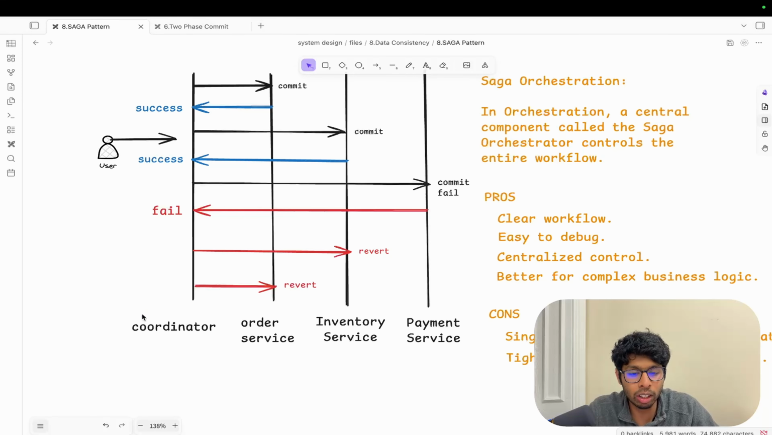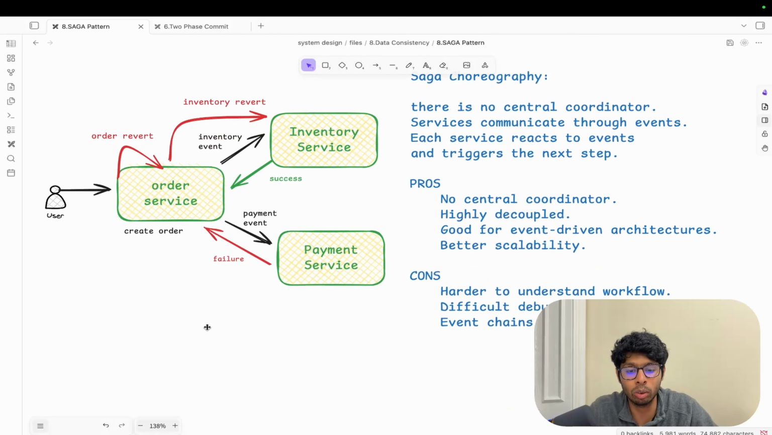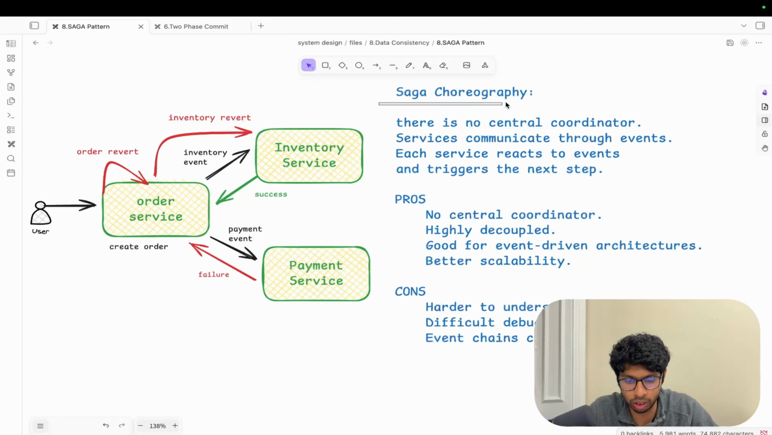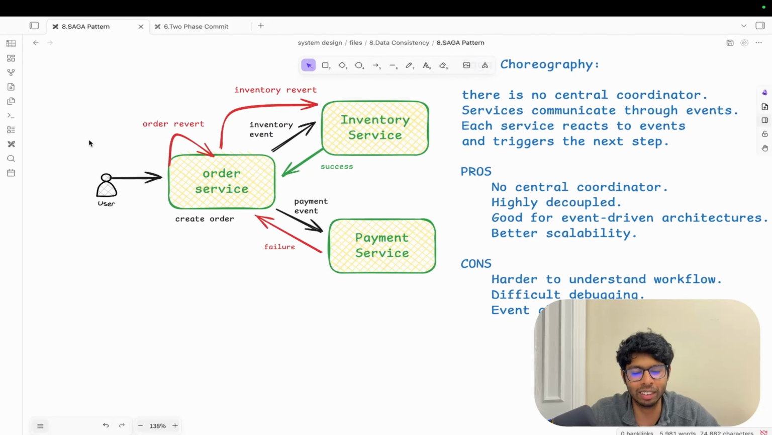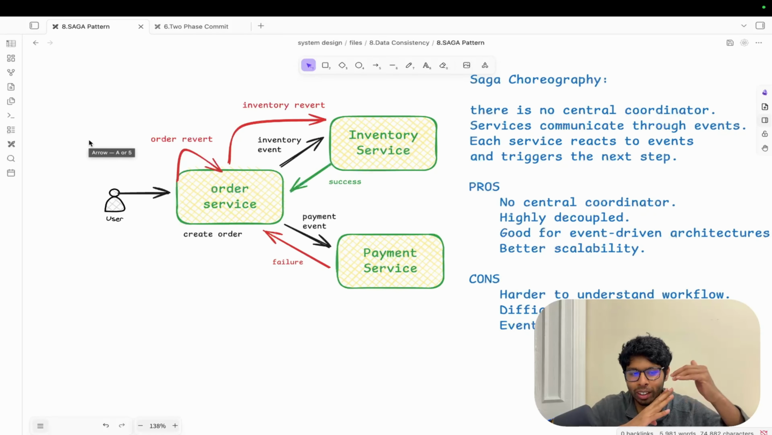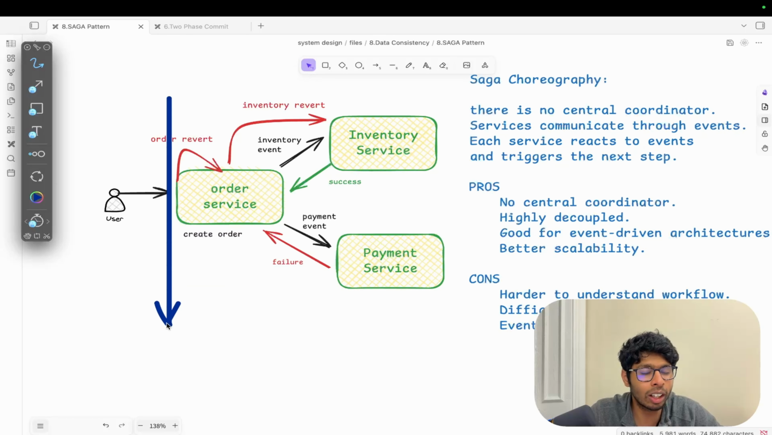But now let's move to the second thing, that is known as the Saga choreography. This is something that we actually use in production, it is quite a common pattern. Now what is going to happen? You will see this diagram is very different from the 2 phase commit, 3 phase commit, and our Saga pattern orchestration. Here we don't have any coordinator service. The request will directly come to the order service.